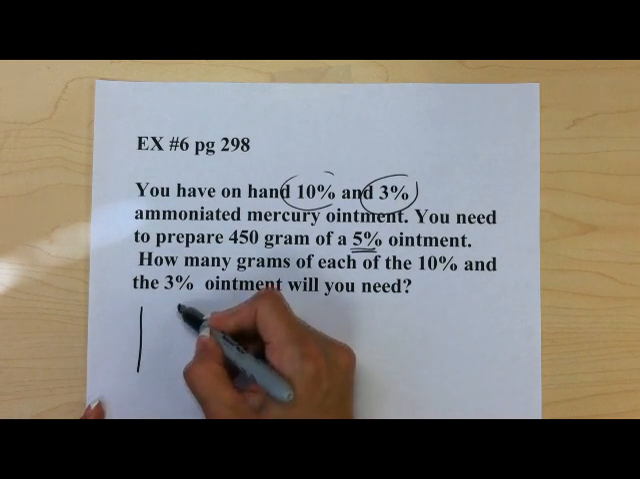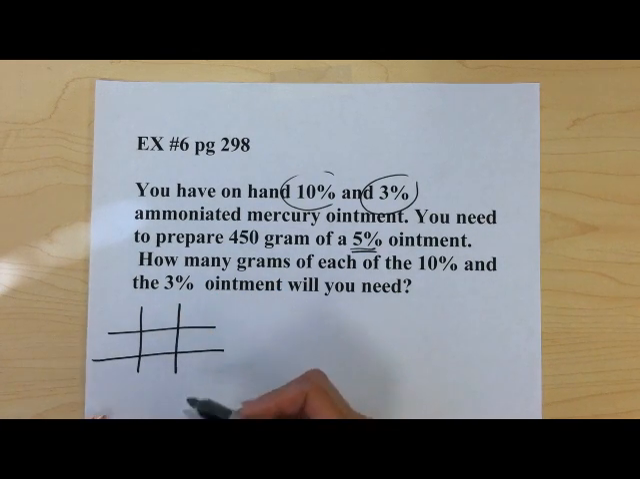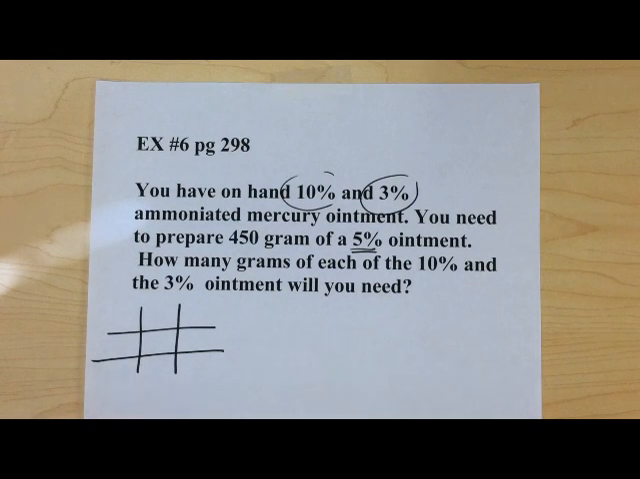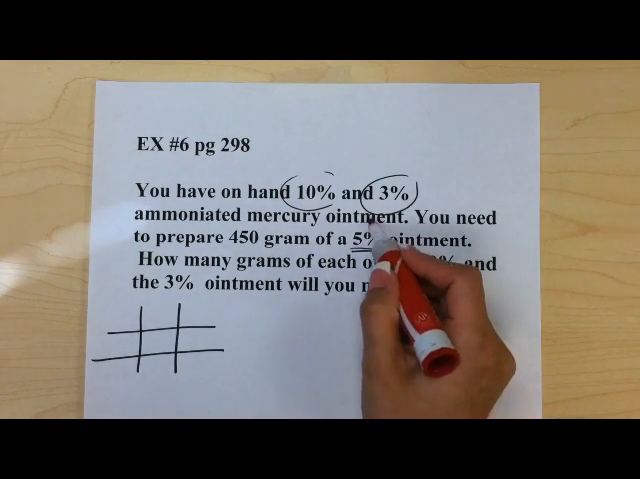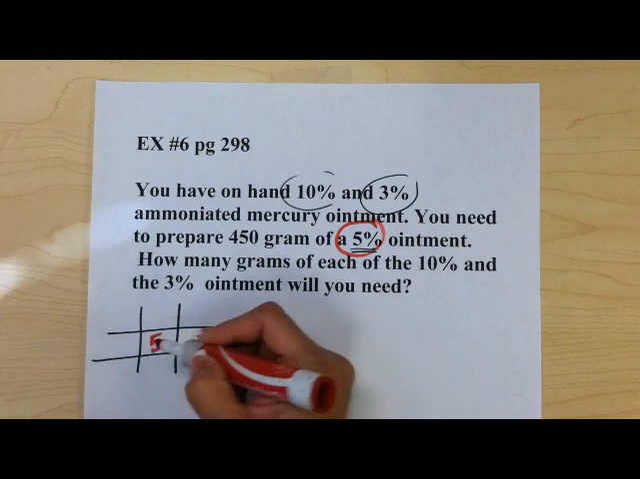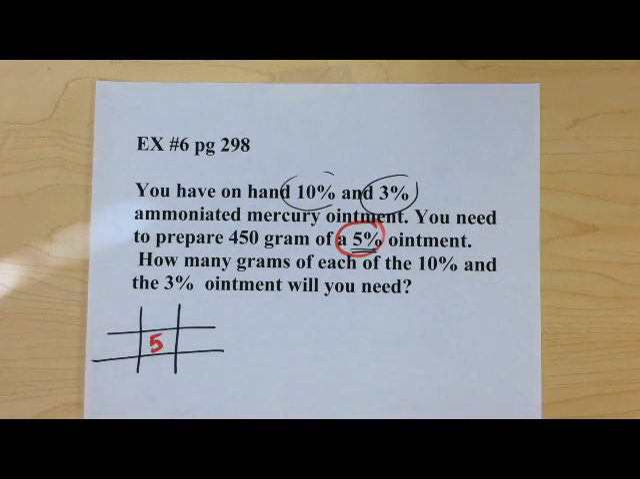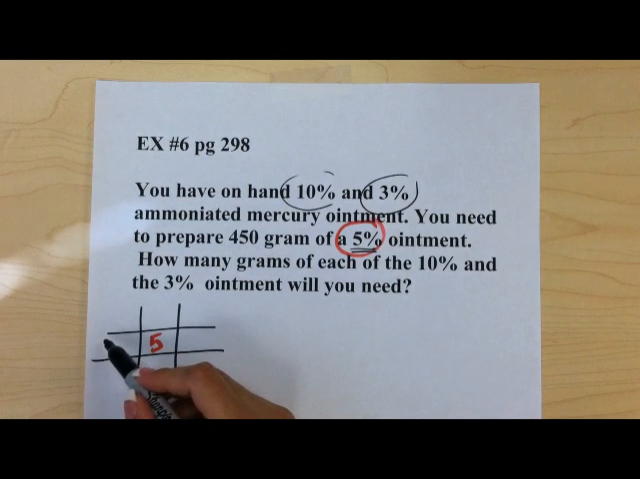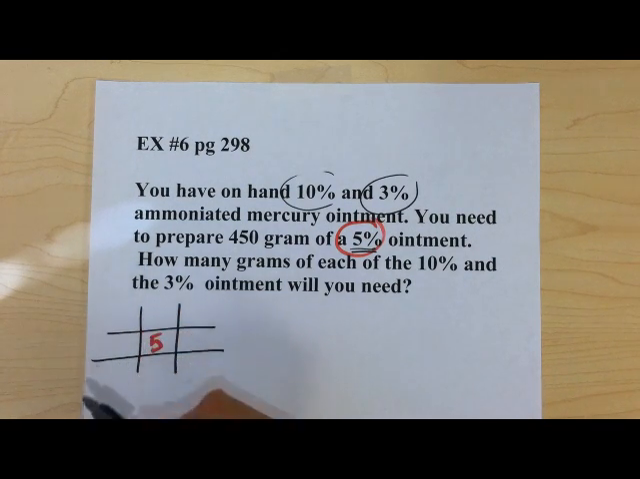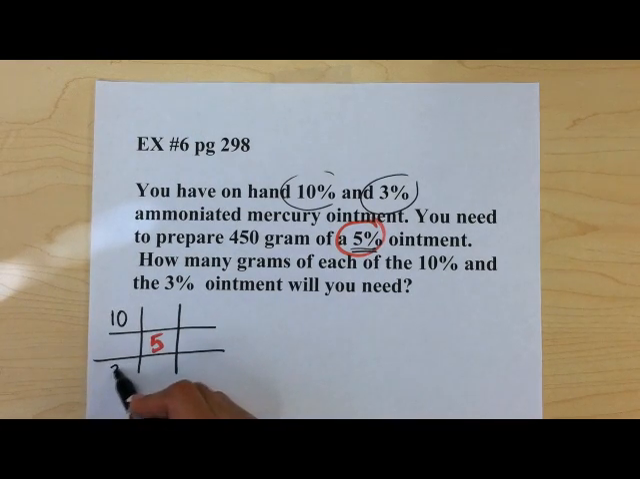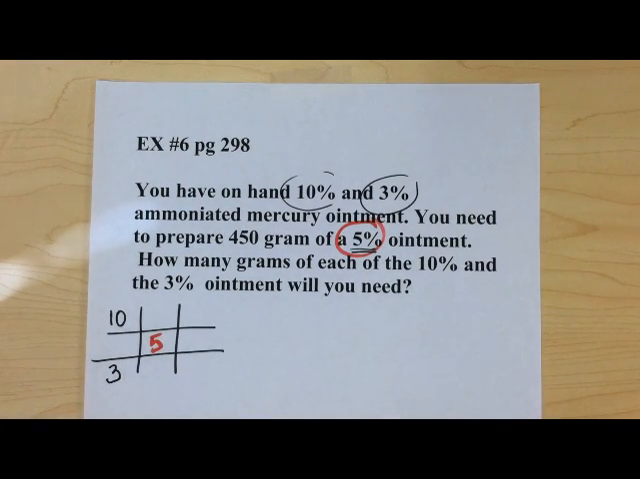Like I said, I refer to it as this tic-tac-toe box. And we're going to put in the middle our bullseye, or what we're making, and that's this 5%. Off to the left side on the top, we're going to put our higher percent ingredient, which is 10, and on the bottom, we're going to put our lower percent ingredient. So this is the first setup. On the left, we have the ingredients that we're using, the percentages. In the middle, we have the percent that we're trying to achieve or make.